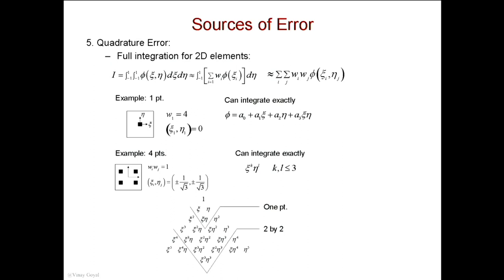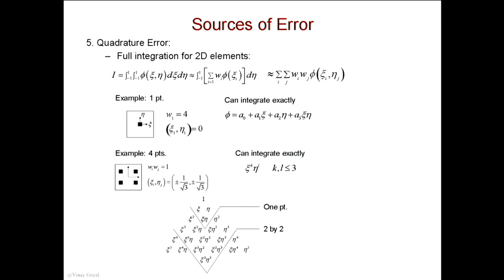Furthermore, for bilinear quadrilateral elements, 1 point is enough. But if the element is distorted, then you may want to have more integration points. And for a higher order interpolation element, say a second order element, you need 2 points or 4 points to evaluate that integral exactly. So that's full integration for 2D. And for 1D, I just discussed it.